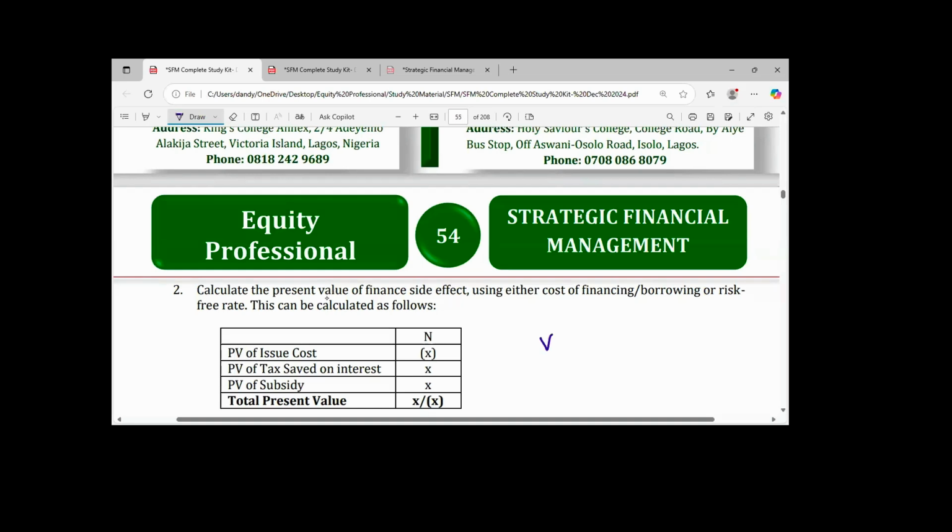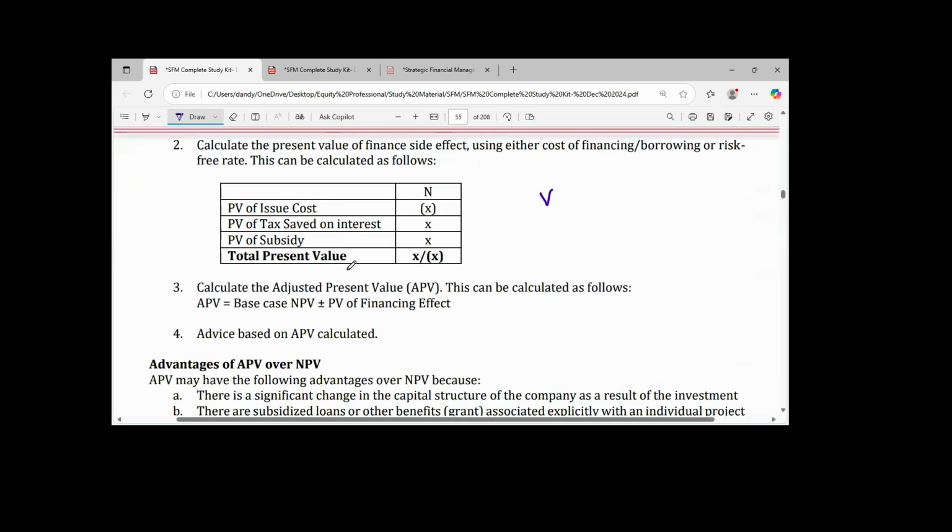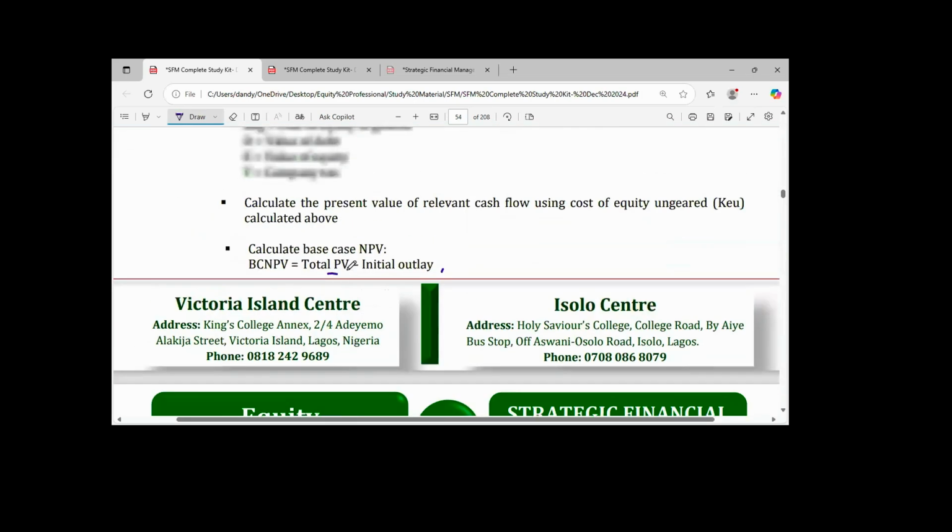Then the second thing that you need to do is to ascertain, or decide, whether you want to use gross finance required or net finance required. Ascertain whether you want to use gross finance required. Okay, let me see.